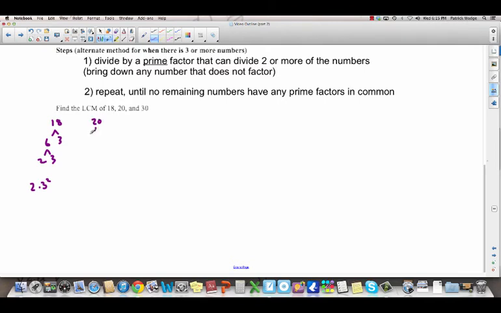20. 20 is the same as 4 times 5. 4 is 2 times 2, so we have 2 squared times 5. 30. 30 is the same as 6 times 5. 6 is 2 times 3, so we have 2 times 3 times 5. So to get the lowest common multiple, we look at the first factor, which is 2, and we take the biggest exponent.